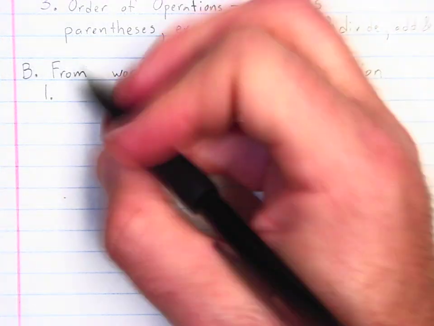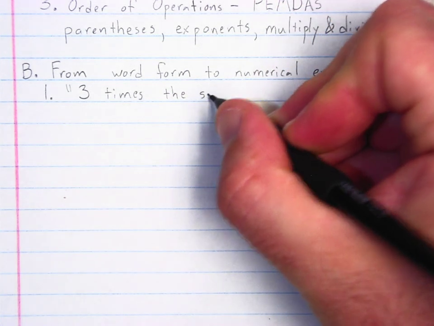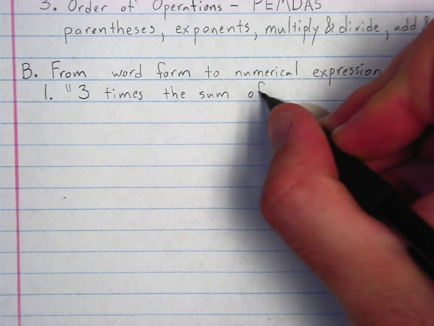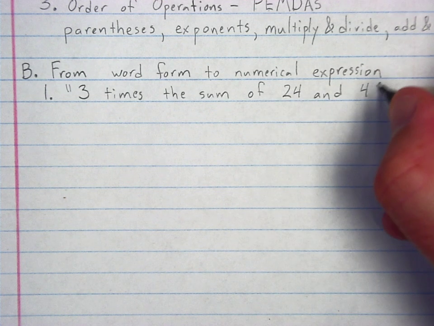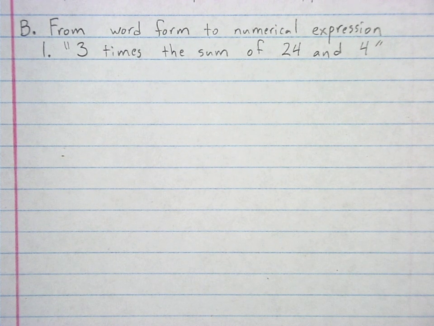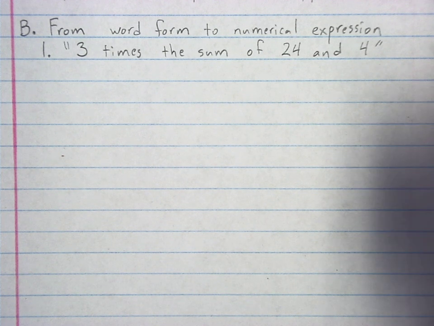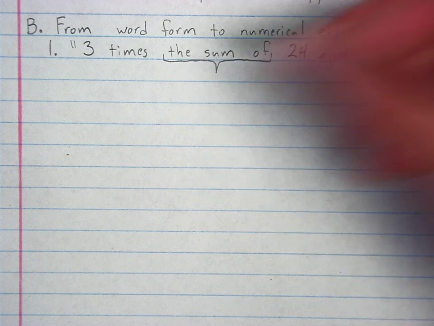So for example, if I give you 3 times the sum of 24 and 4. I'm going to read it again because I like doing that voice. 3 times the sum of 24 and 4. Okay, we need to try to turn this into an expression. We need to turn this into something I can find the value of. It helps to look for clue phrases. Now, there's no way I can list every single clue phrase in this particular note video, but hopefully a lot of you latched on to this phrase right here, the sum of.